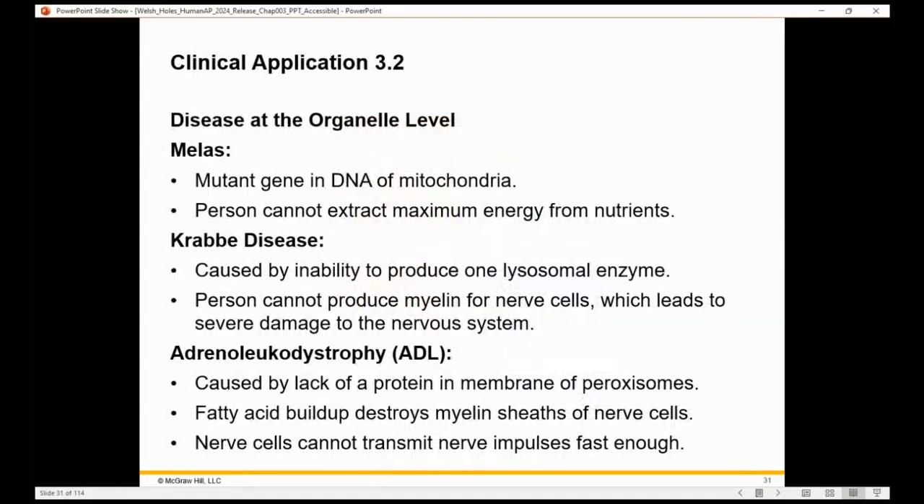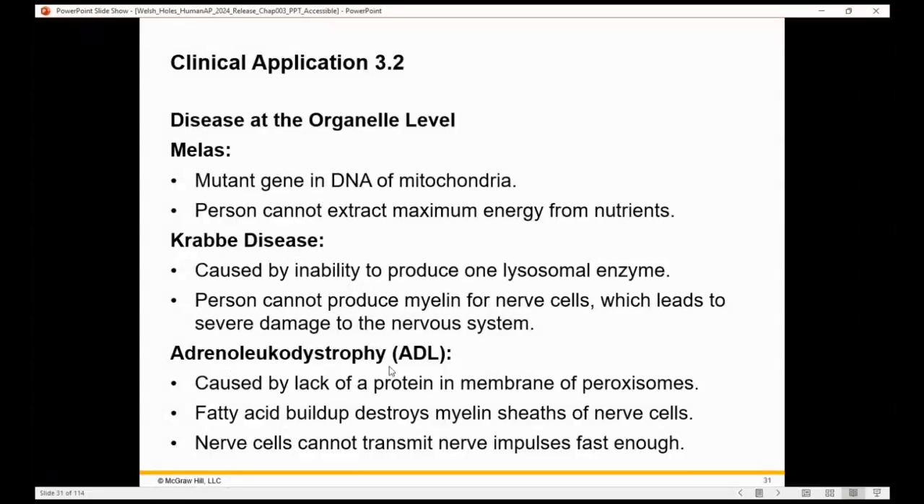Okay, clinical application, diseases at the organelle level. Malus, a mutant gene in the DNA of the mitochondria causes this, and these individuals cannot extract maximum energy from their nutrients. Crab disease, this is caused by the inability to produce one lysosomal enzyme. The person cannot produce myelin for the nerve cells, which leads to severe damage to the nervous system. The myelin is a coating on the axons and nerves.